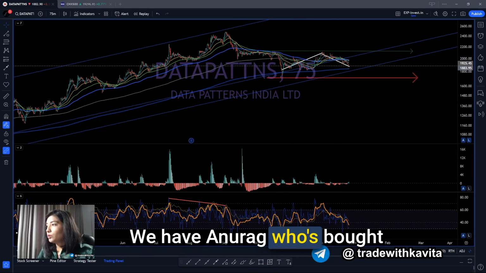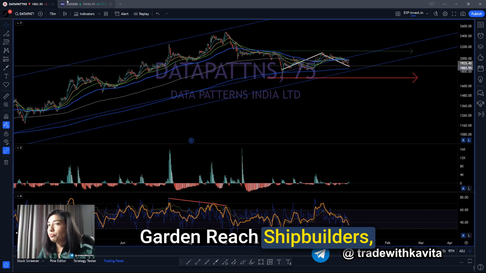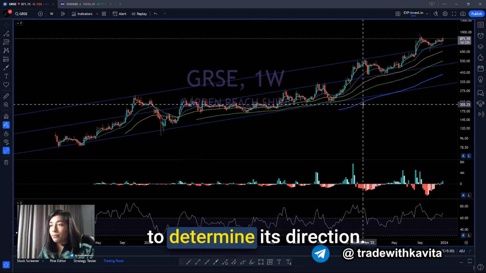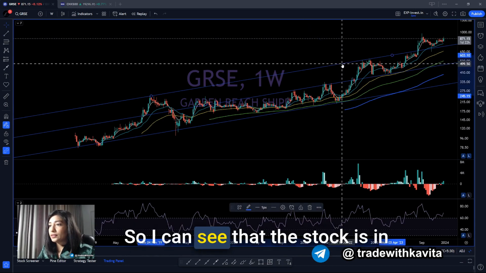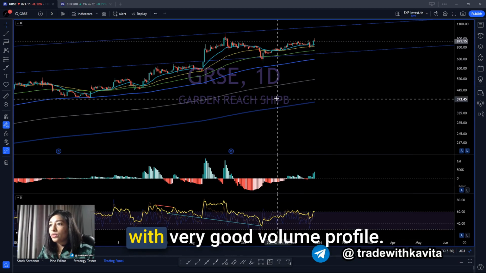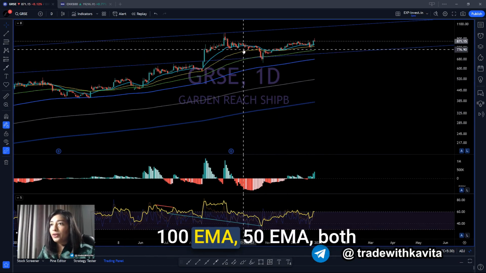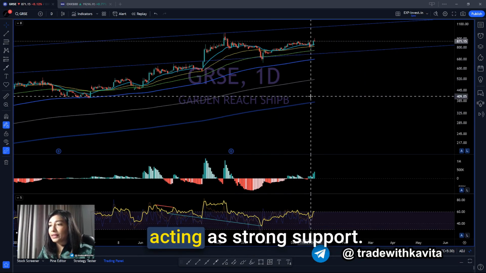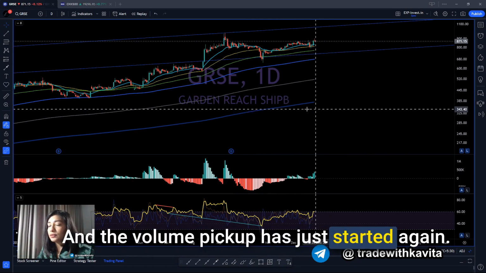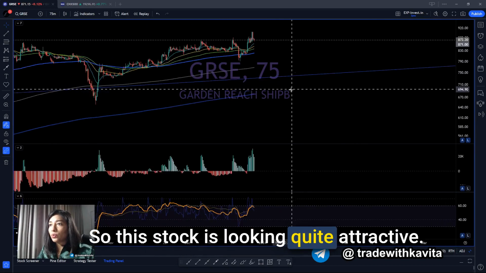We have Anurag, who's bought Garden Reach Shipbuilders, another new stock. Let's look at the weekly time frame to determine its direction. So I can see that the stock is in a pretty well established trend with very good volume profile. 100 EMA, 50 EMA both acting as strong support, and the volume pickup has just started again. So this stock is looking quite attractive.